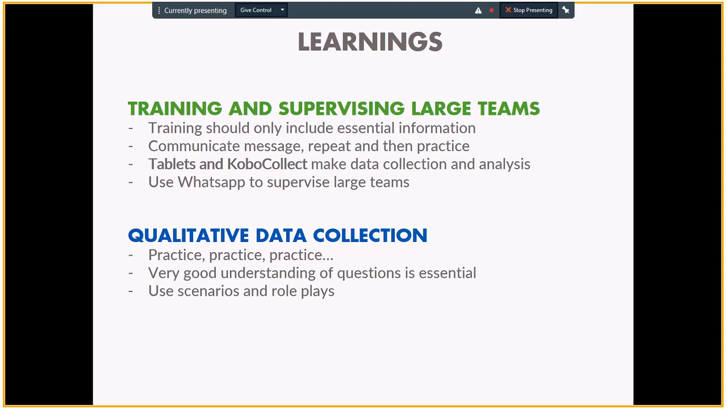Often it's easy to include far too much information, like I have done in this presentation, which people zone out on. So only include the information that you need them to know. It goes without saying, you communicate the message, you repeat it, and then you practice and practice and practice. Practice by getting scenarios and getting people to do exercises and discuss different things is really important. And I got some good learnings from that.